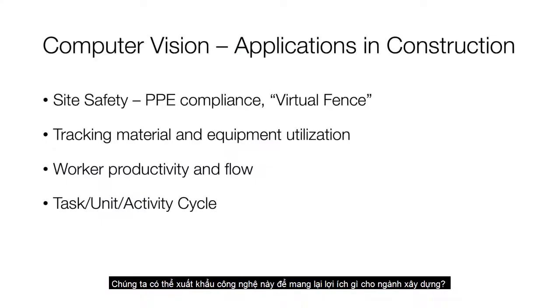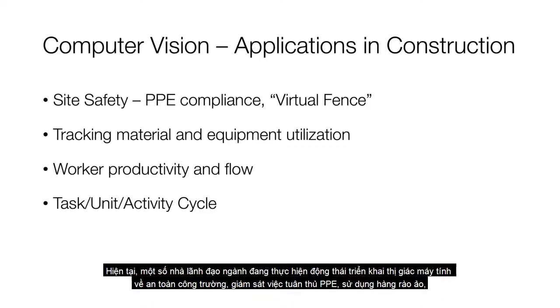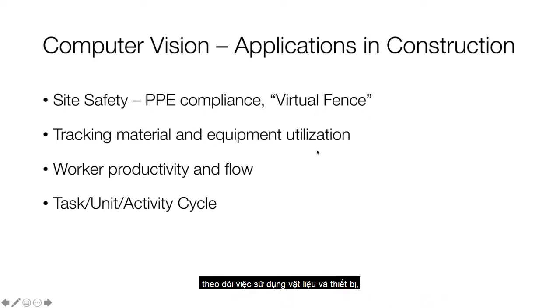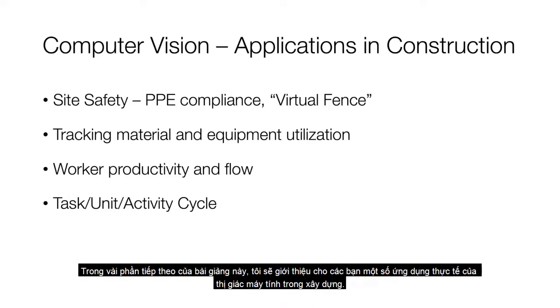So in what ways can we actually export this technology to benefit the construction industry? Well, now some industry leaders are making a move to implement computer vision for site safety, monitoring PPE compliance, and using virtual fences, tracking material and equipment utilization, quantifying worker productivity and flow, and measuring task or unit activity cycle. In the next few parts of this discussion, I'll be showing you some real applications of computer vision in construction.